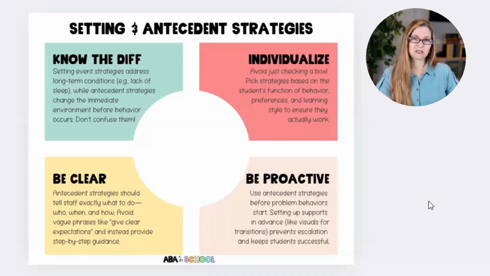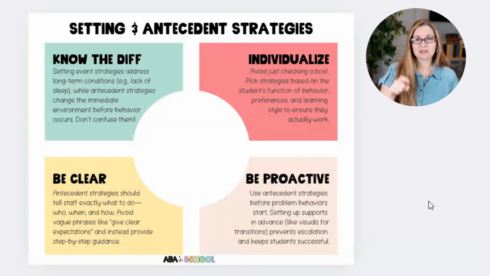And then the fourth thing is be really proactive. So use your strategies before. This is where you really have to learn your learner before those behaviors start happening, because once they start happening, it's like rolling a rock down a hill. It's going to just pick up speed. So the earlier you can catch it, the better. That's why those setting event strategies are so important, and also the antecedent strategies.